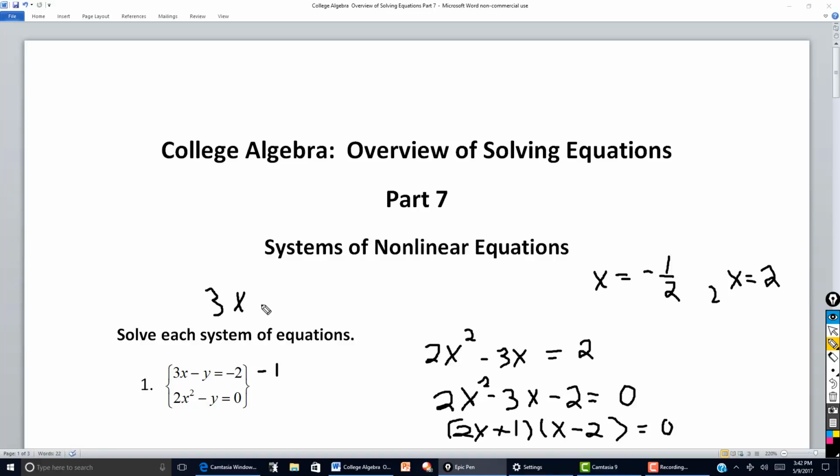So bring the 2 over. This will give me a plus 2 here. And take the y over. So I get y is equal to 3x plus 2. So now if x is equal to negative 1/2, now I want the y that goes with that. So if x is equal to negative 1/2, what is the corresponding y? So put a negative 1/2 right here where the x is, and this comes out to a negative 3/2 plus 2, and then add these up.